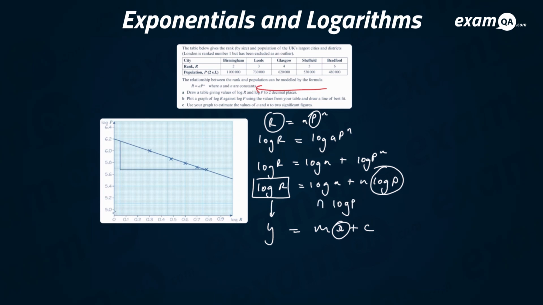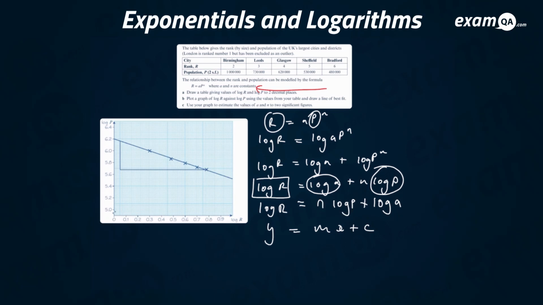Okay, this is making a bit more sense now. m was a constant, n is a constant. x is a variable, log p is a variable. We have the plus c. What's the only thing left? The log a. n log p plus log a. So basically we just rewrote this as log r equals n log p plus log a.